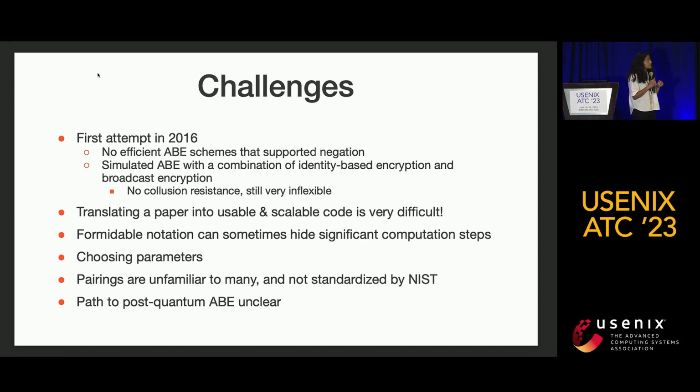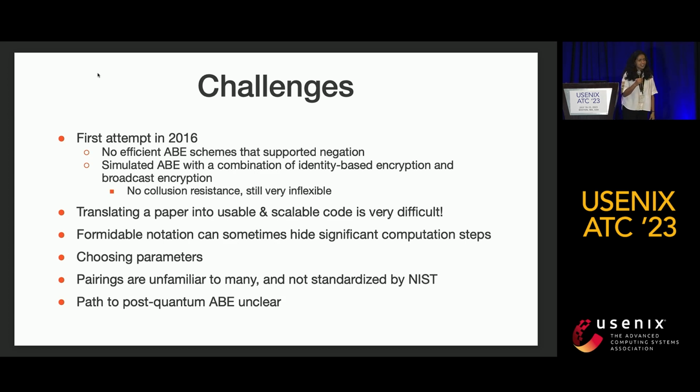So what we ended up doing was simulating ABE with a combination of two other public key variants of cryptography, which are called identity-based encryption and broadcast encryption. But this was theoretically problematic because collusion resistance is the property that makes it hard to build ABE schemes in the first place. And it still was inflexible. Next, translating a dense cryptographic paper into efficient code is pretty burdensome. And it's not only the notation or the steps that are being taken, but also some of those steps can conceal significant computation. So you have to be careful.